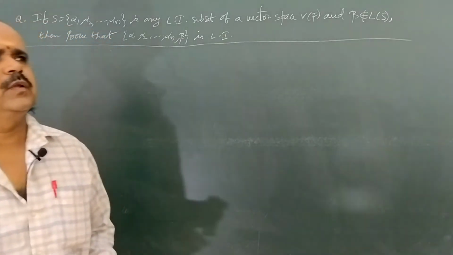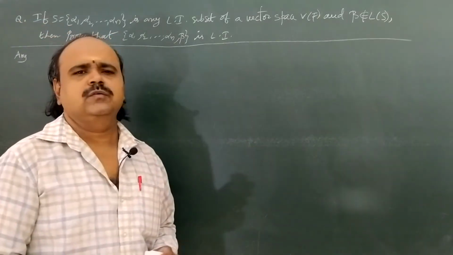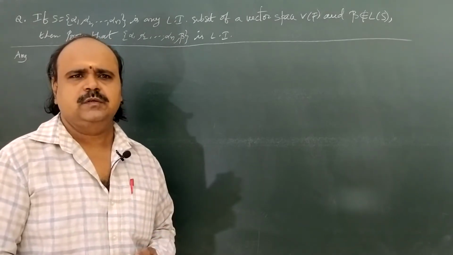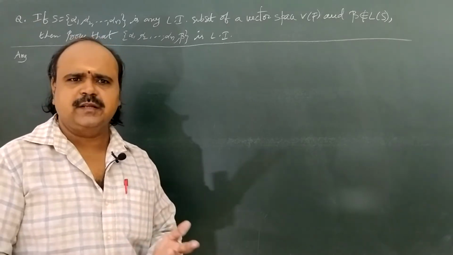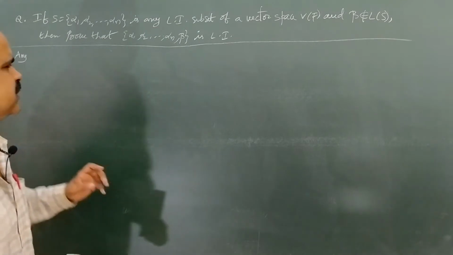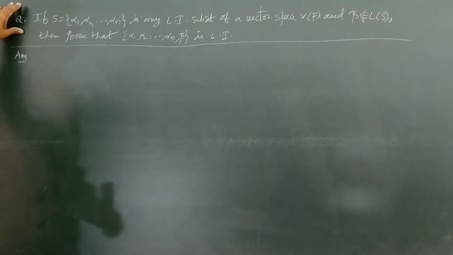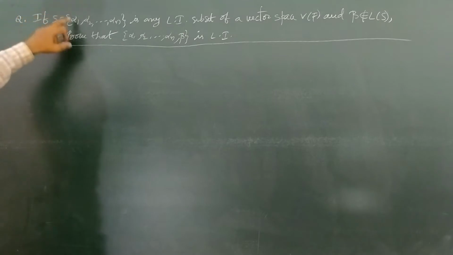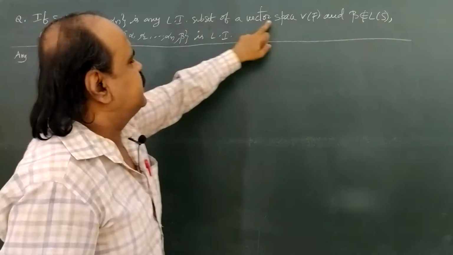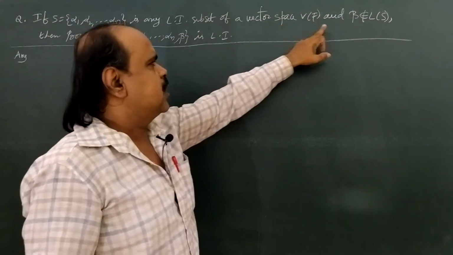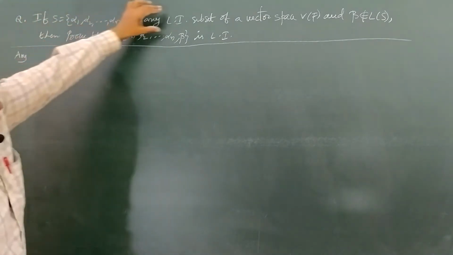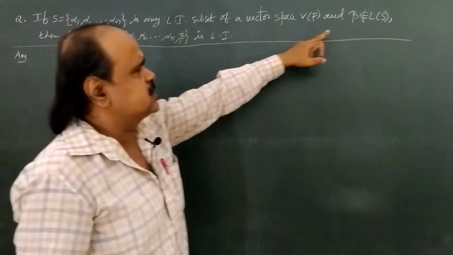Okay, students, in this video we are going to explain some example problems regarding linearly independent and linearly dependent. Here we see an example as a question. If S equal to the set alpha 1, alpha 2 and so on alpha n is a linearly independent subset of a vector space V over F, and beta does not belong to L of S. So here S is linearly independent and beta does not belong to L of S.